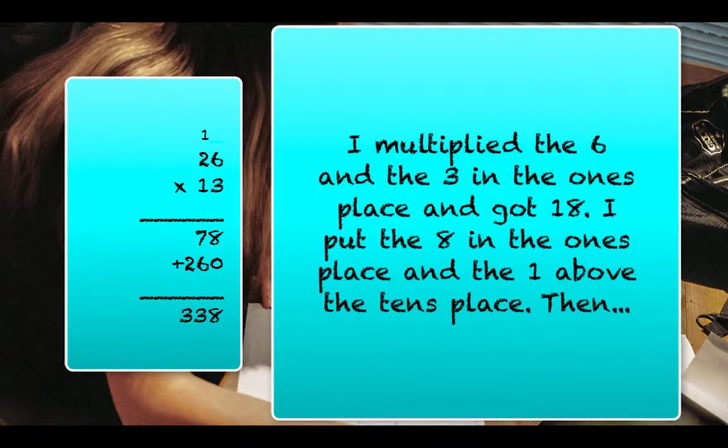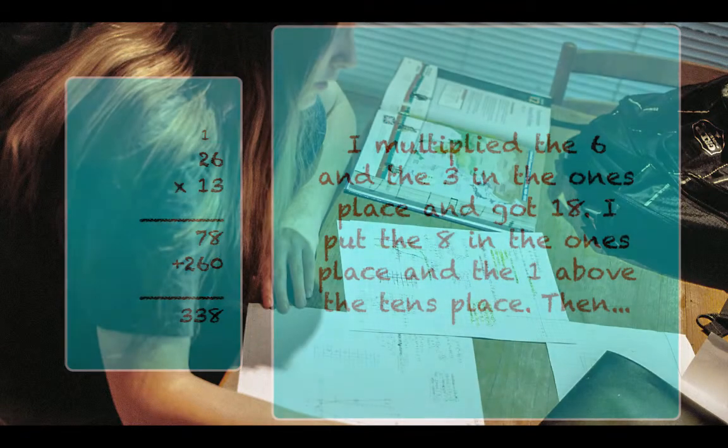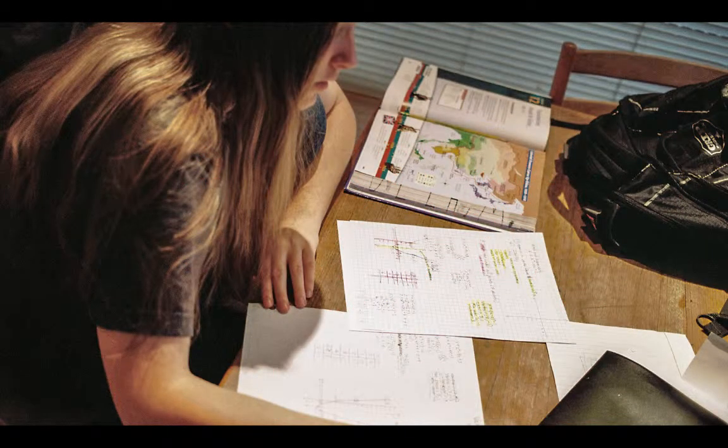I have them write out, I multiplied the 6 and the 3 in the 1's place and got 18. I put the 8 in the 1's place and the 1 above the 10's place. Then I multiplied, and so on. That's going to help cement the process in their minds, and it'll also show you whether or not they really understand the process. Instead of underlining the subject and predicate in 20 random sentences, give them a 4-sentence paragraph and have them do it. Then have them rewrite the paragraph and change the subjects and predicates to make a different story. So if a sentence says Billy hit the ball, it becomes Jane caught the ball.